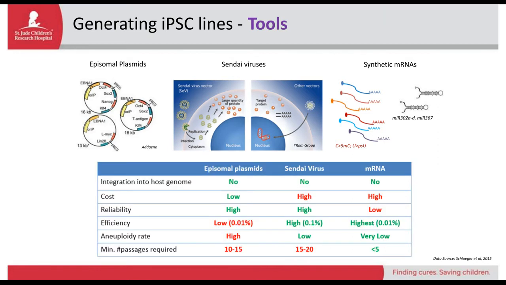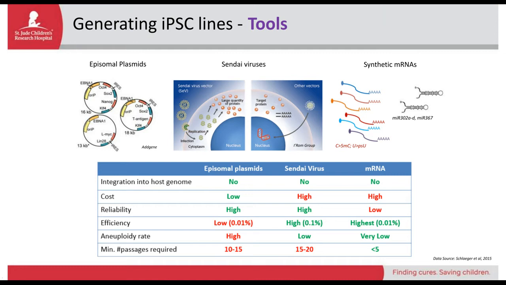And here's a table summarizing some of the pros and cons of each of these methods. Briefly, episomal plasmids are affordable, but they do require a large number of iPS clones to be screened, because the rate of aneuploidy in the iPS lines that you get from using episomal plasmids is a bit higher than the other methods. Plus, one needs to passage iPS lines at least 10 times before you can completely get rid of the plasmids from the cytoplasm of those iPSCs. And that is important because we don't want these reprogramming factors to continue expressing ectopically when you're trying to differentiate your iPS lines towards specific cell lineages.